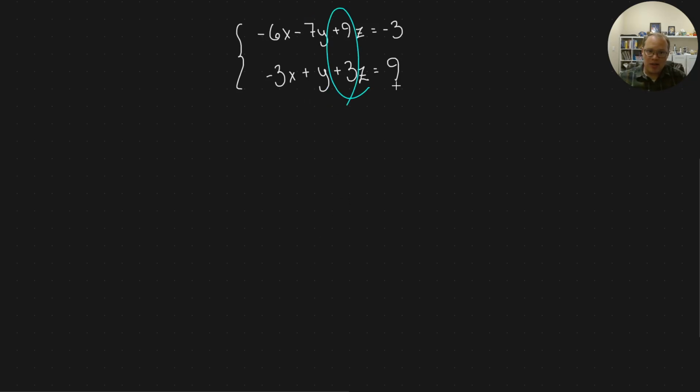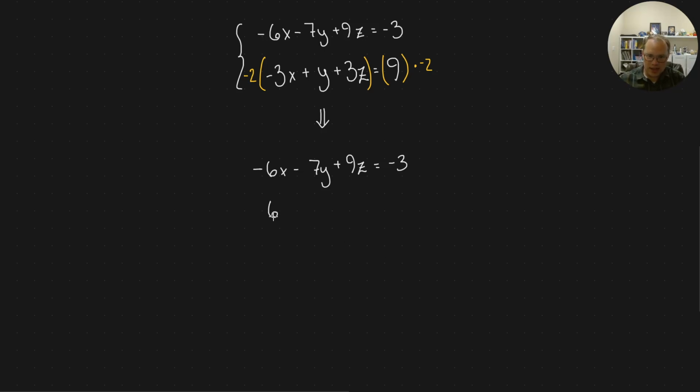Same thing for the z. I just multiply the second equation by -3. Still easy, but -3 is bigger than -2. So if I can use smaller numbers, that makes my life easier. All right? So I'm going to multiply this equation by -2, both sides. So my first equation stays the same: -6x minus 7y plus 9z equals -3. My second equation, everything's multiplied by -2, so I get 6x minus 2y minus 6z equals -18.